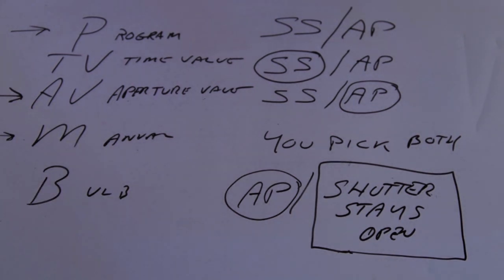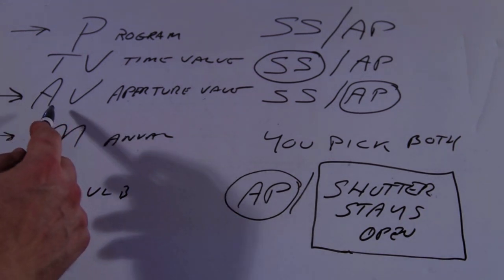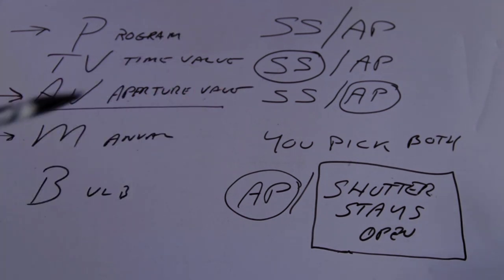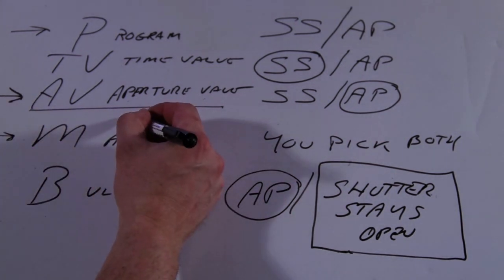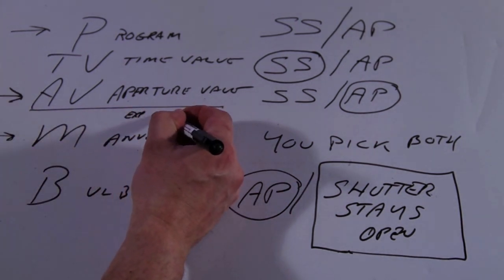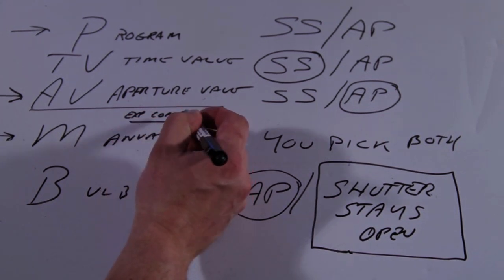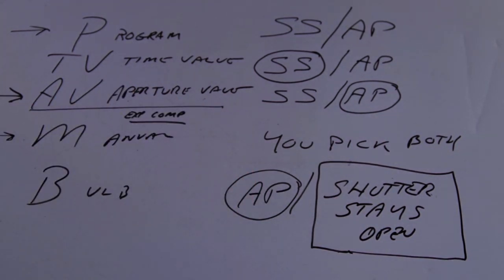So what's my first choice usually when I'm out photographing? My first choice is to shoot aperture value. I get to pick the aperture and let the camera pick the shutter speed. But with one caveat, I will use exposure compensation a lot. I'll take a shot and then I'll dial in plus or minus to fine tune.